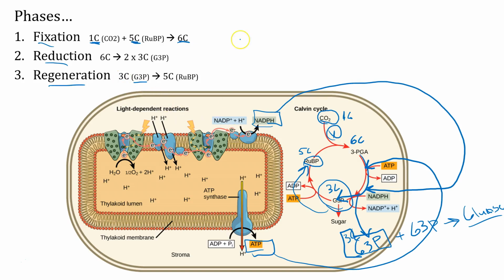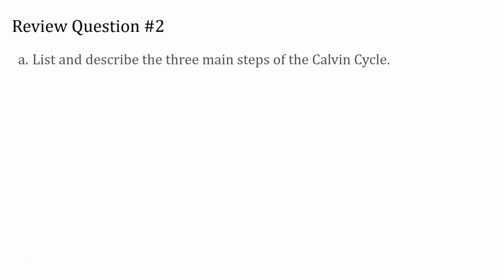Okay. So the last review question of this chapter is: list and describe the 3 main steps of the Calvin cycle. Okay, so first thing you want to be able to do is list them. So here they are, 1, 2, 3. See if you can just take a moment to figure out, hopefully you're not guessing, see if you can do this on your own. List the 3 main steps of the Calvin cycle.